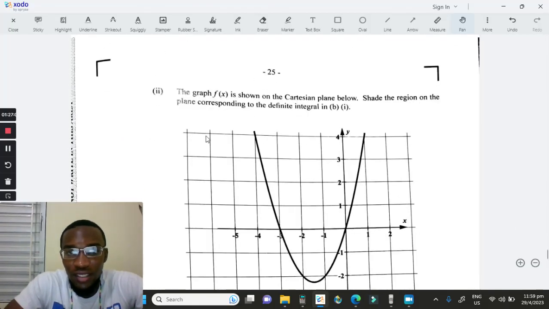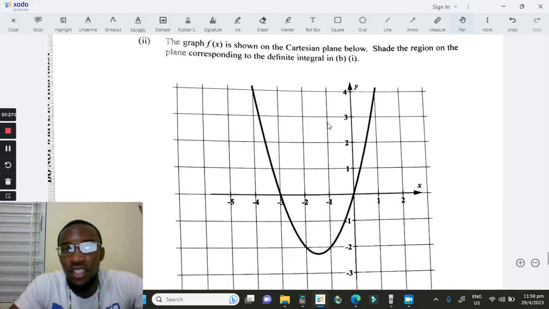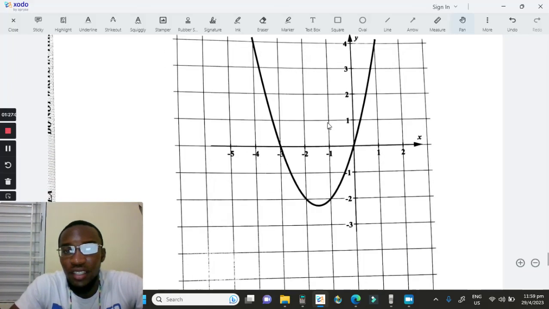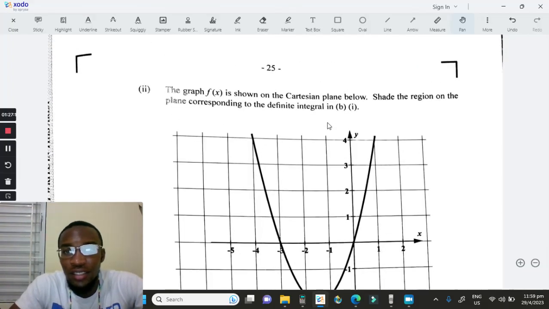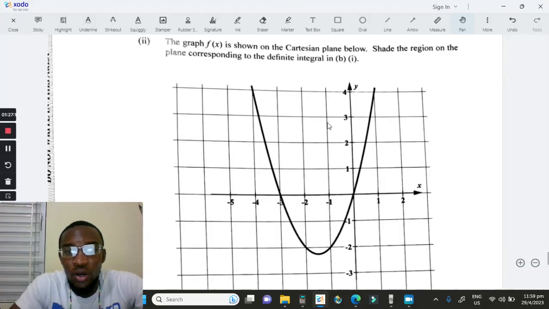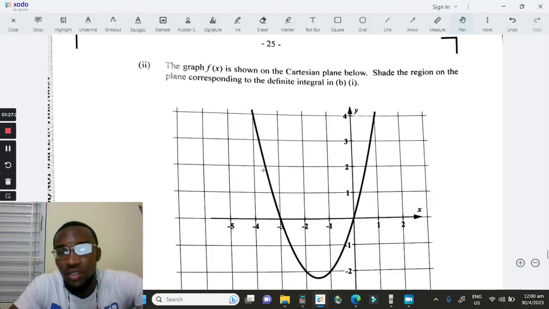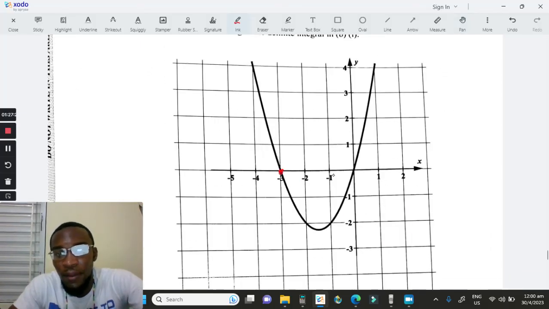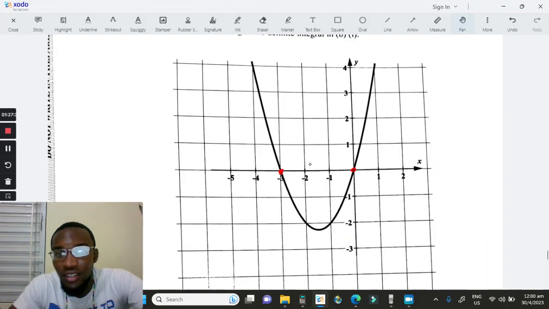Now this part says a graph of f of x is shown on a Cartesian plane. The shaded region corresponds to the definite integral. They said this is the graph of x squared plus 3x. So notice the roots were minus 3 and 0. But where did they ask us to integrate from? From minus 2 to 0. So they ask us to integrate from x equal minus 2 to 0.